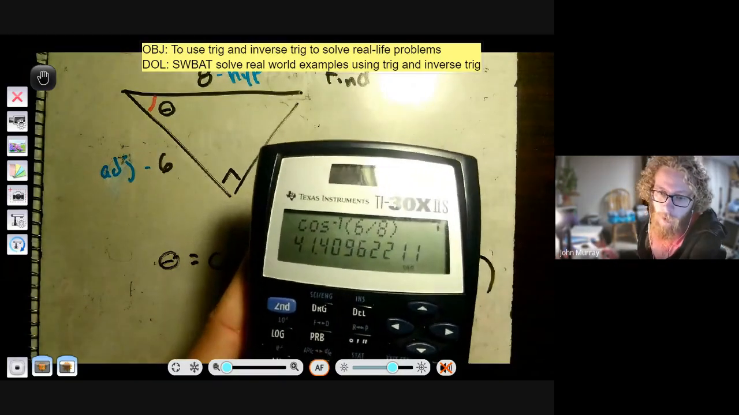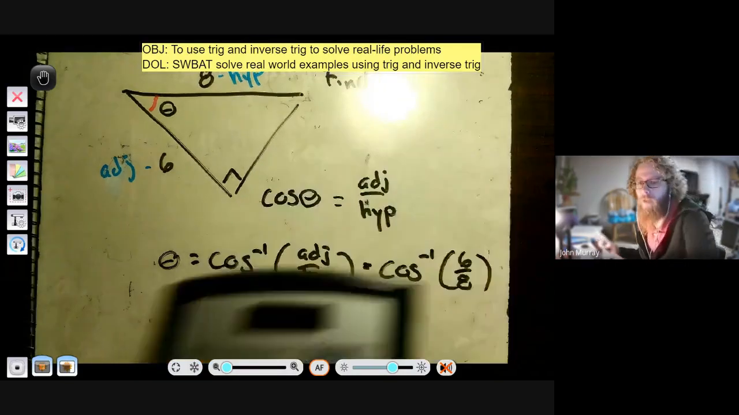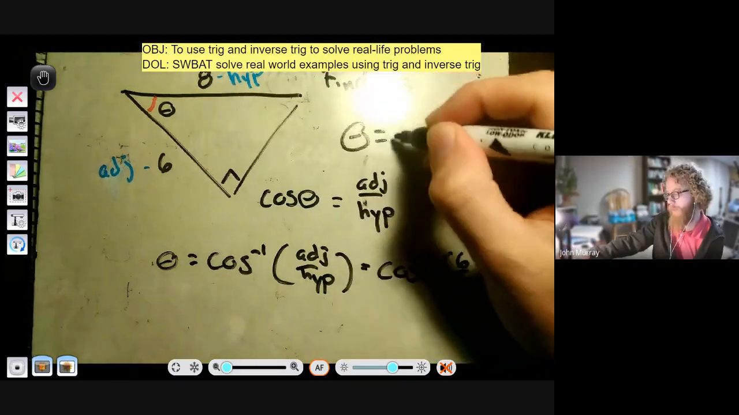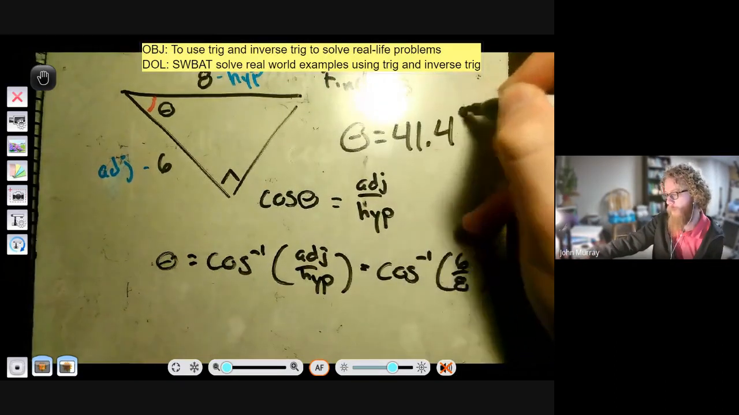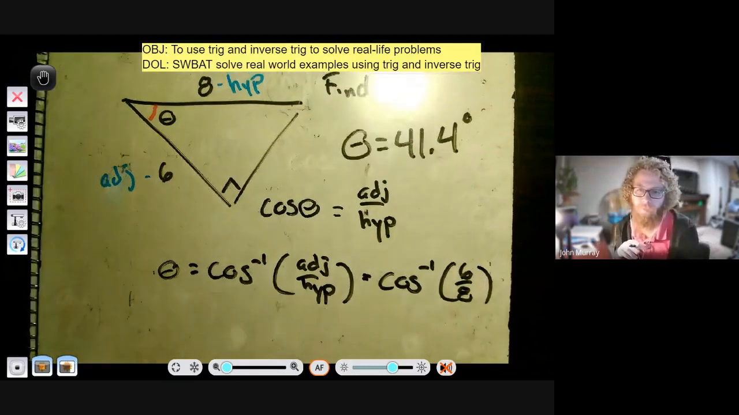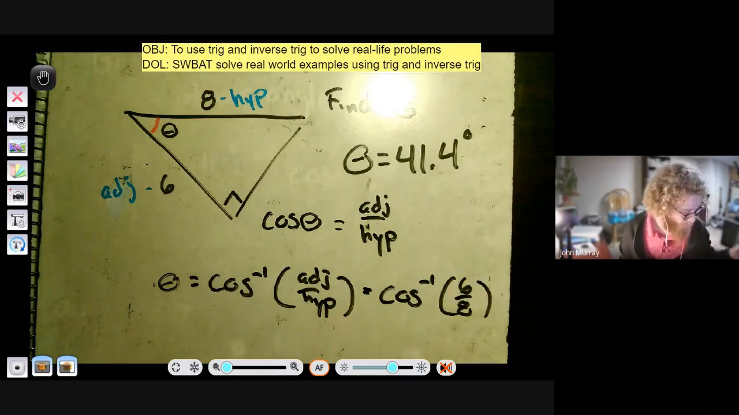And that is going to get us an angle of, we'll say, 41.4 degrees. So our theta equals 41.4 degrees. And there we have it. Any questions about that, about the homework?